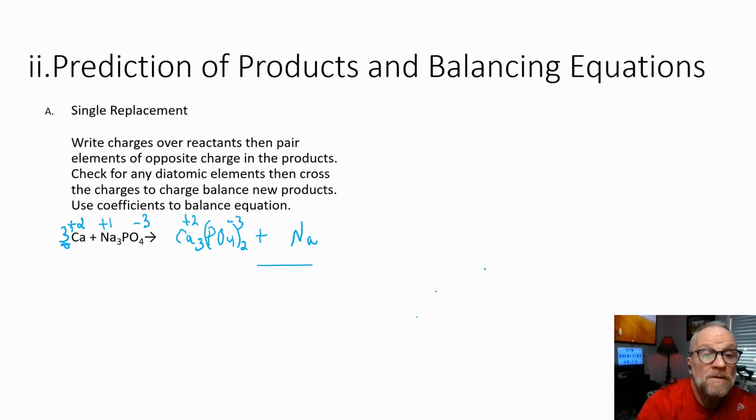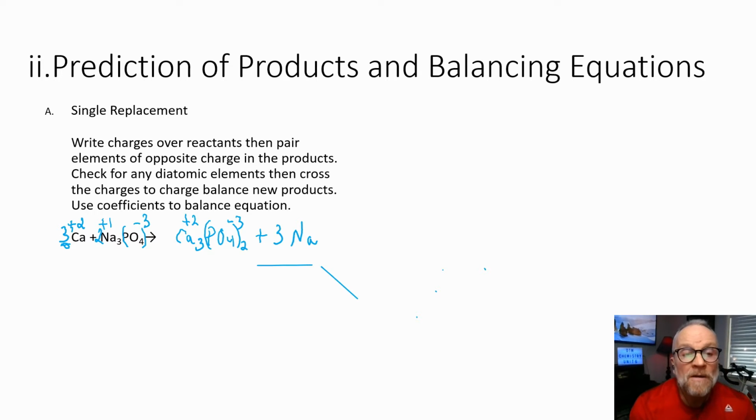Working towards the yield sign, we're going to balance sodium. We have 3 sodium atoms on the product side, but we only have 1 on the reactant side, so we'll put a coefficient of 3 next to sodium. So that will be balanced for sodium now. And now we have phosphate. We have just 1 phosphate polyatomic ion on the reactant side, but we have 2 on the product side, so we'll put a 2 here.